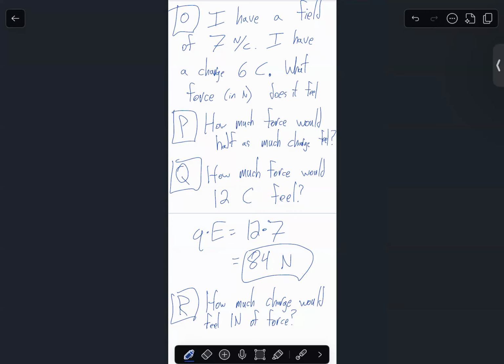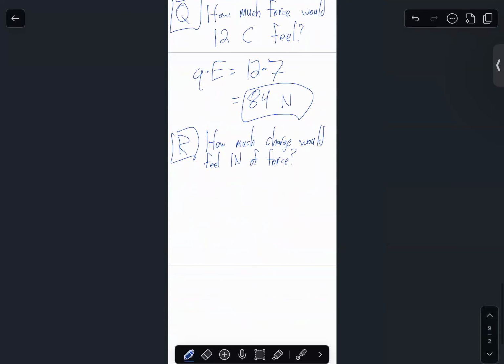Good. Okay, if I set up the equation: force equals charge times field. And I say I want to solve this for Q, 1/7. Yes, good. So far, everyone got it right.